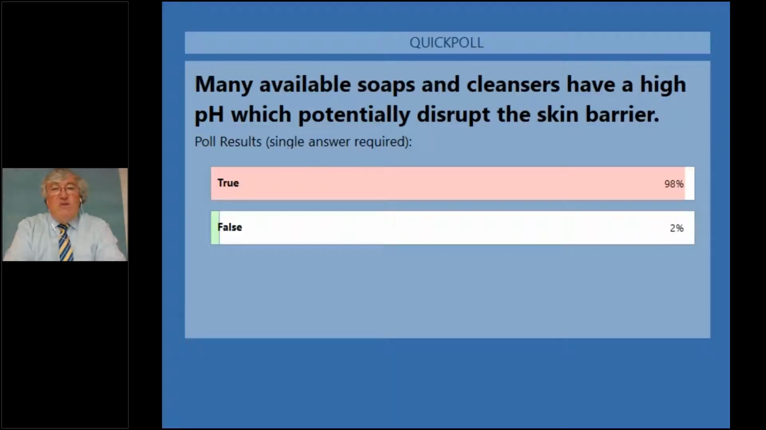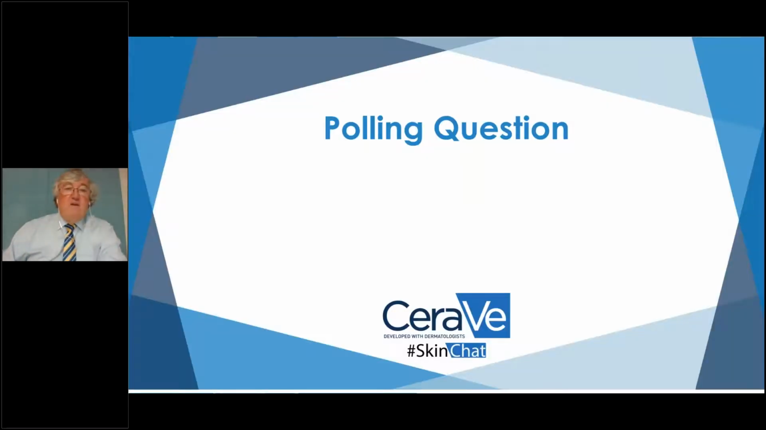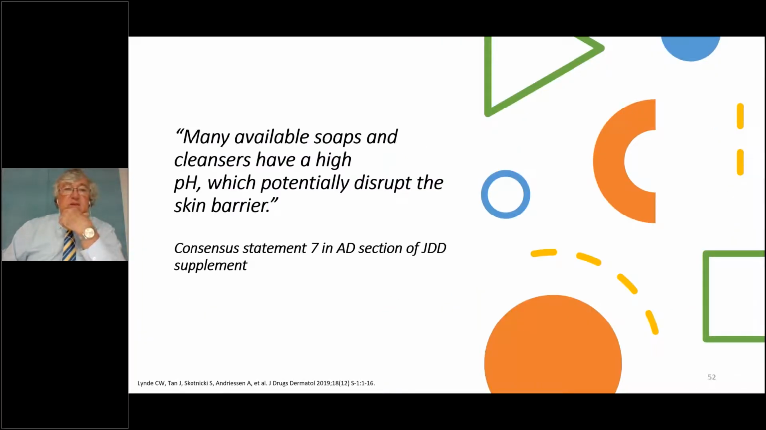Wow, okay. So the people are getting the message here. Yes, absolutely. Many soaps and cleansers have a pH that is disruptive to the skin barrier. Again, not only for atopic dermatitis, in a few minutes we're going to talk about it also for acne. So they have a number of things, and this disrupts the skin barrier.